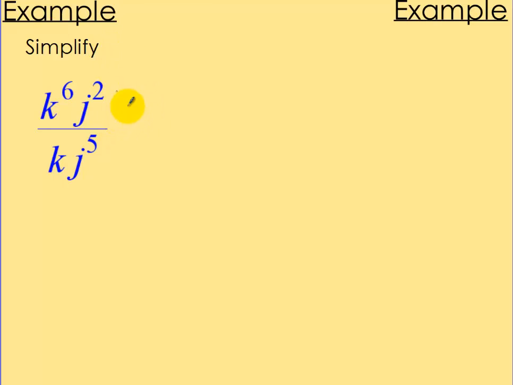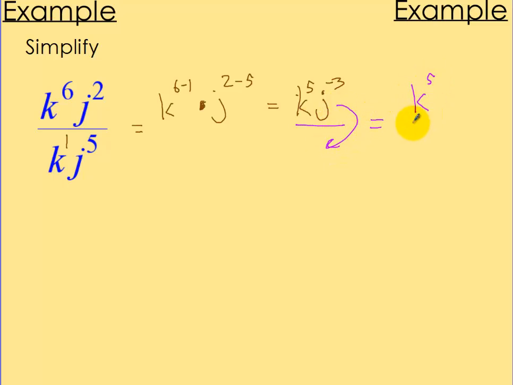Okay, and there's more than one way to do this. So it's quotients here, right? This is like k to the 1 power. So this is k to the 6 minus 1 power times j to the 2 minus 5 power. So it's going to be k to the 5th power j to the negative 3 power. And that j, since it's a negative exponent, we're going to put it on the bottom, in the denominator. So it's k to the 5th power over j to the 3rd power. And that's your answer. That's it.